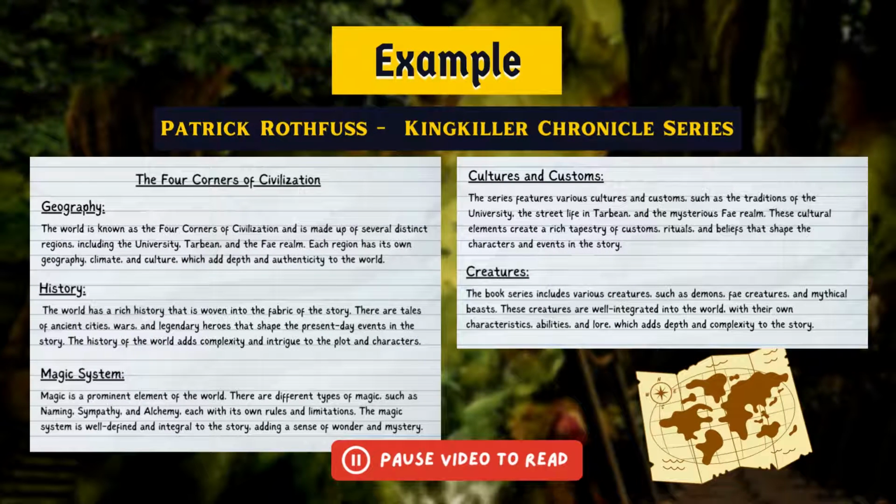For example, in Patrick Rothfuss's Kingkiller Chronicle series, the world is known as the Four Corners of Civilization, and is made up of several distinct regions, including the University, Tarbean, and the Fey Realm. Each region has its own geography, climate, and culture, which add depth and authenticity to the world.